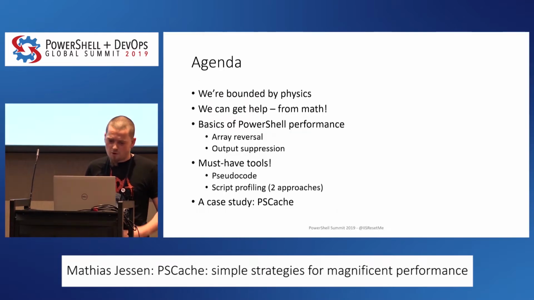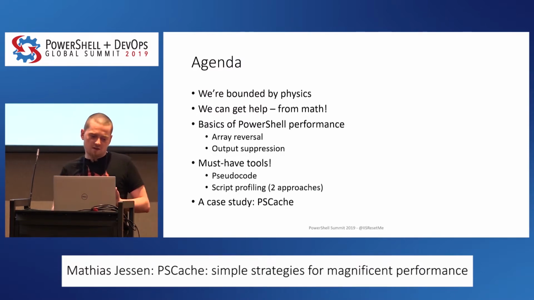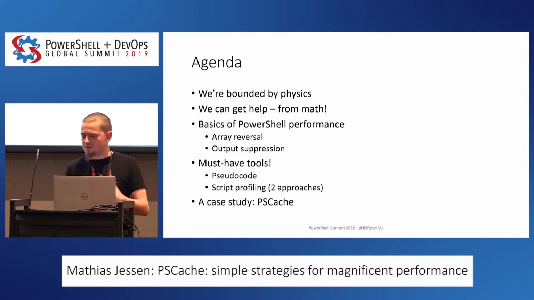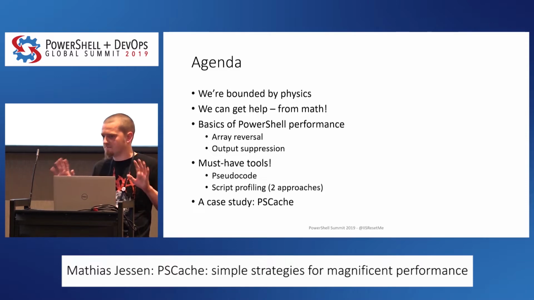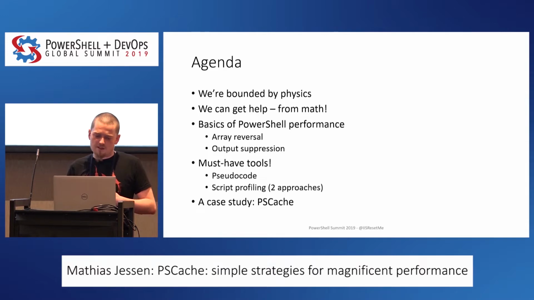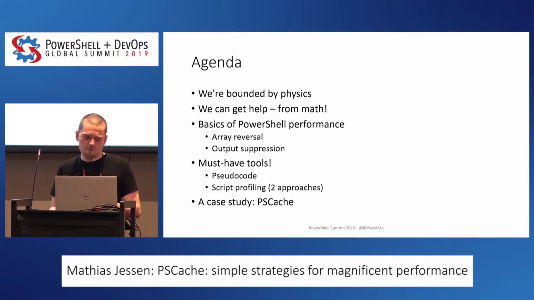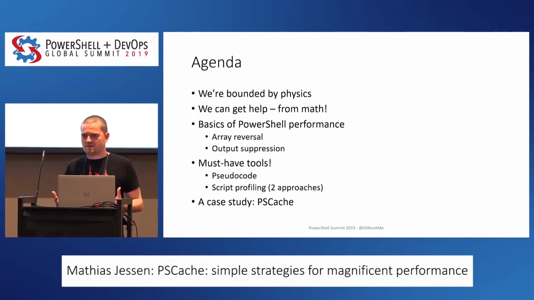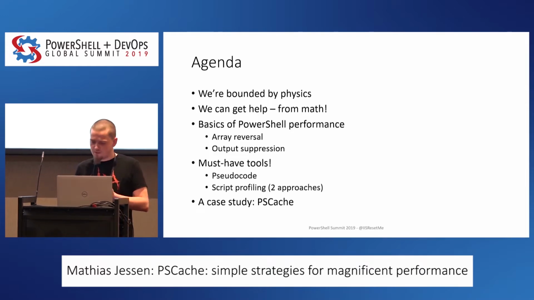So, what we're going to talk about today is the fact that when we use computers, we're bounded by physics. We're going to talk a little bit about how we can get help to solve some of these problems from math. It sounds scary, it's going to be okay. We're going to talk a little bit about basics of PowerShell performance. I have a couple of examples that show how you can get some vastly different results in runtime performance from making very simple changes to your scripts. And then we're going to have a look at some tools that you can employ to analyze your slow code and maybe do something about it.